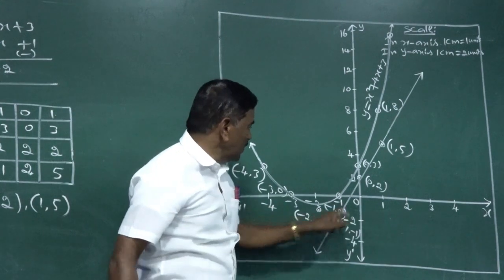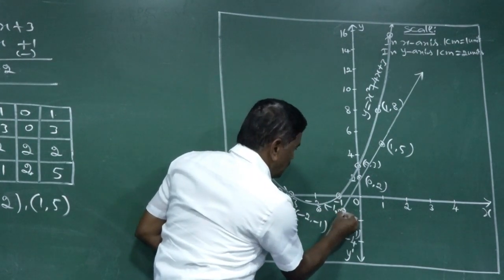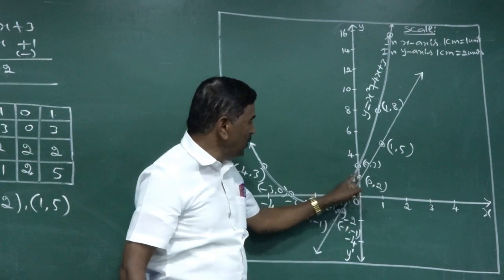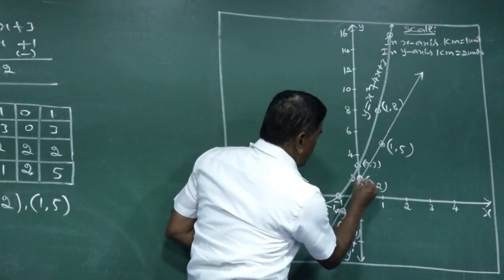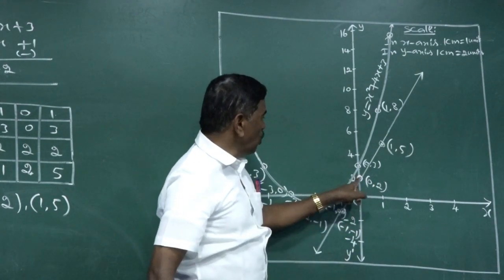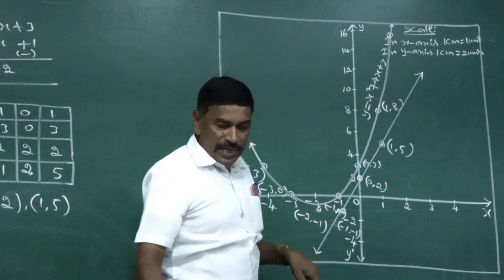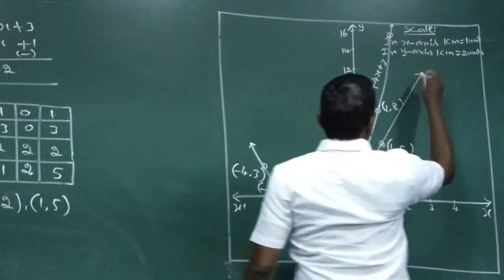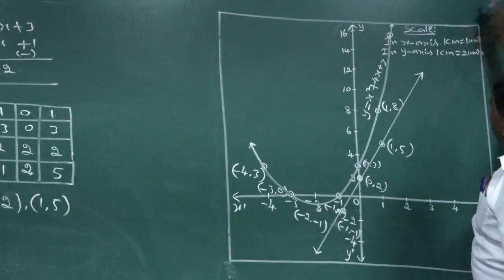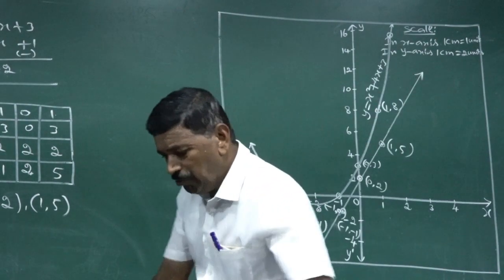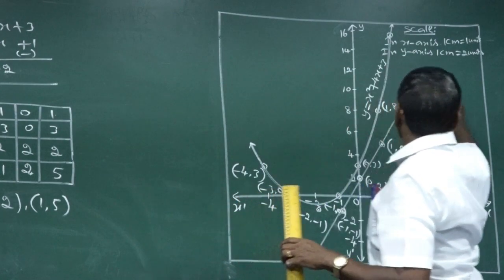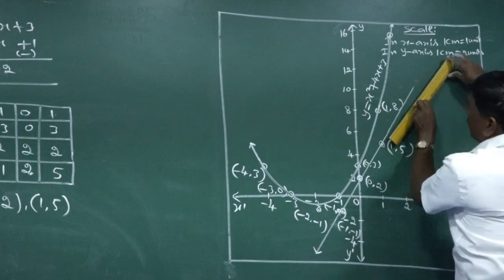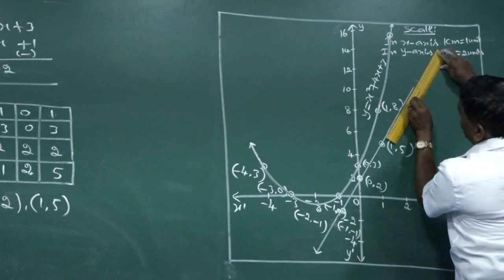Listen, the first point is minus 1 comma minus 1, then 0 comma 2, and 1 comma 5. Draw the straight line, and extend downwards and upwards also. On this straight line, one can extend above also for our convenience. Suppose if we need, we can extend upward, because there is no place to write, that is why I want to extend.